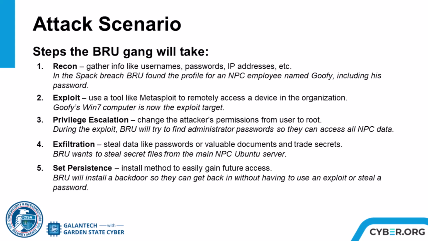The second type of data is proprietary data. These are trade secrets, like research for new products or the recipe for the secret sauce. This can also be a key to a Bitcoin account or database of bank accounts. Finally, they set persistence by installing a backdoor to gain future access without having to exploit or steal a password.